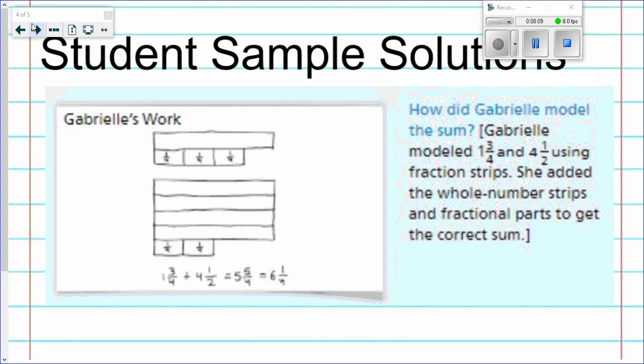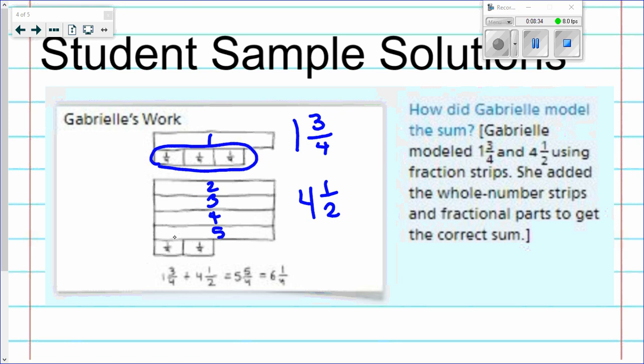Gabrielle's work, she represented each fraction with strips. So right here, she has represented 1 3/4 by drawing fraction strips. And then she has represented 4 1/2. And if you add up the wholes, 1, 2, 3, 4, 5, and then she had another 3/4 here and another 4th here, that would be 6. And then she would have the 1/4, which gave her this answer as well.